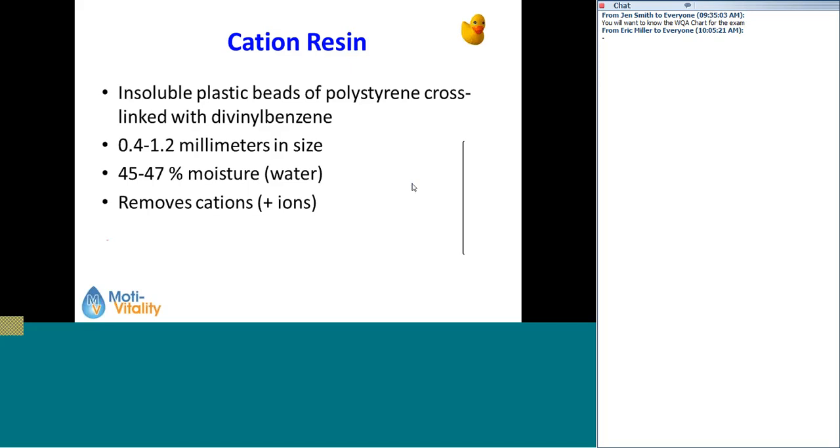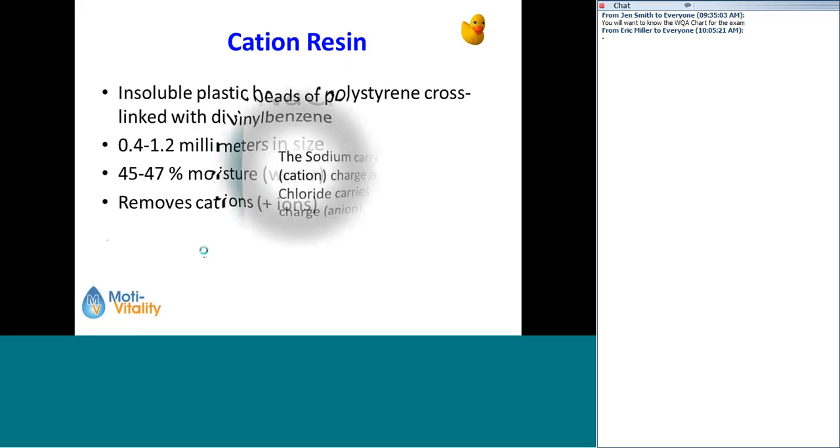Okay, so if it's a cation resin, that means it's removing cations. If it's removing cations, it has to carry a negative electrical charge. The way I always remember this, by the way, is what's an iron filter do? An iron filter removes iron. So if an iron filter removes iron, a cation softener is going to remove cations. And if it's going to remove cations, it has to have a negative charge to it.